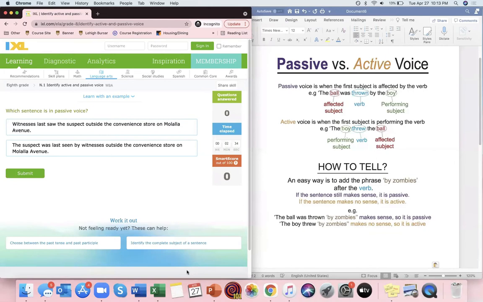Oh, can I write on it? Okay, so the verb is saw. So let's add zombies after it. So witnesses last saw by zombies versus the suspect was by zombies. Witnesses last saw by zombies makes more sense than the suspect was last seen by zombies. Oh, cut.